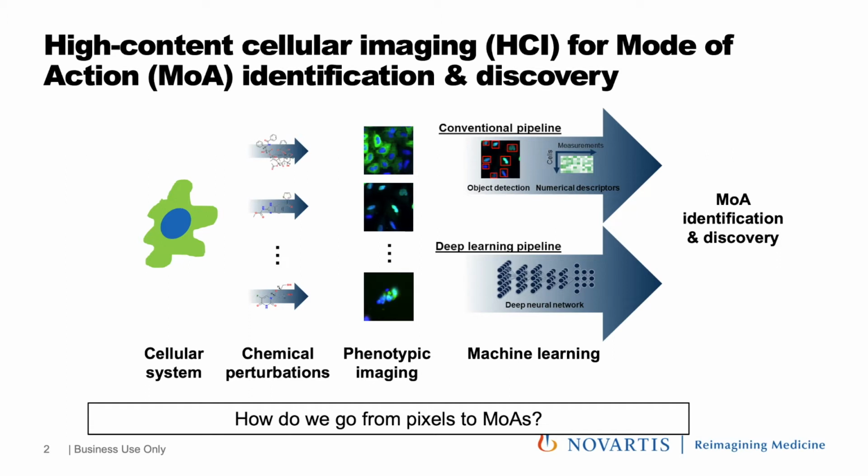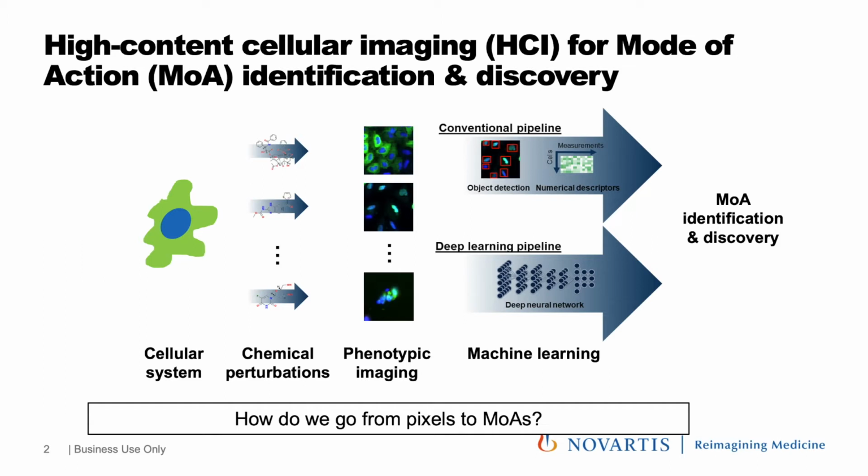So you typically start with a cellular system, in our case, typically a cancer cell line, on which you apply a bunch of chemical or genetic perturbations before you image the cells with, say, fluorescent microscopy to obtain phenotypic images. And then two main types of pipelines coexist in the literature.